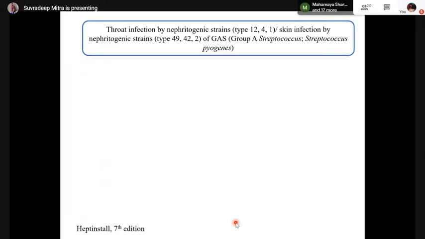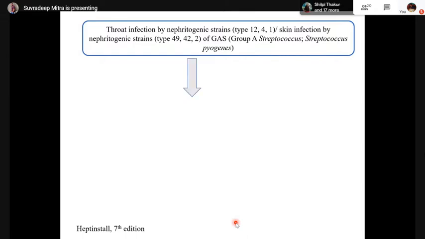So what causes this acute post-streptococcal glomerulonephritis? I will just briefly discuss the pathogenesis of the disease. So usually there is an antecedent throat infection or a skin infection by a group A streptococcus, or GAS, Streptococcus pyogenes. There are some particular strains which are known as nephritogenic strains, which means that these strains actually promote glomerulonephritis. For throat infection, the common strains are type 12, type 4, and type 1. And for skin infection, they're 49, 42, and 2.